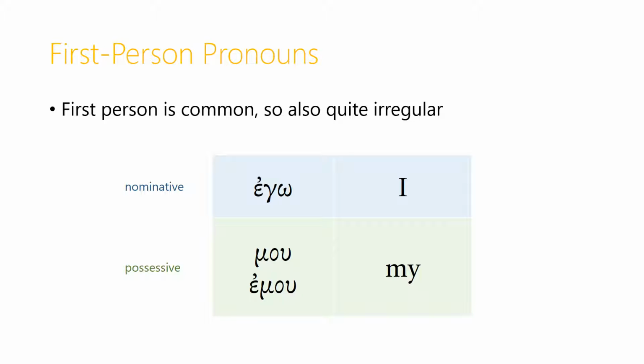But the possessive form of the first person pronoun, my, is mu or emu. Why do we pick between mu or emu? Really, it mostly depends on pronunciation. So if the word that came before ended with a vowel, it is fairly easy to say mu, because you can slide from the vowel sound to the mu at the beginning of the word. But if the previous word didn't end in a vowel, if it ended in a consonant, more often than not you'll see emu used. But there's no real difference in sense between the two.